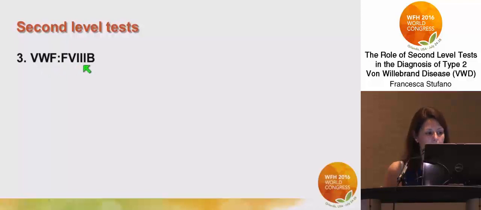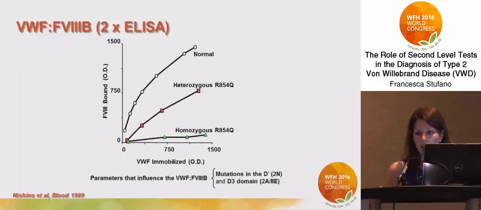Another important test is von Willebrand factor VIII binding. This test can allow us to discriminate between 2N patients and mild hemophilia A patients.